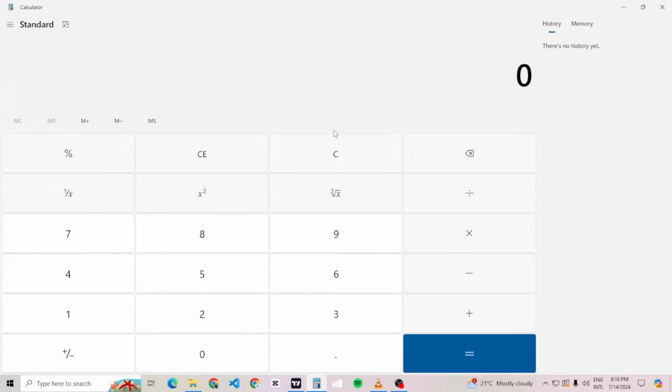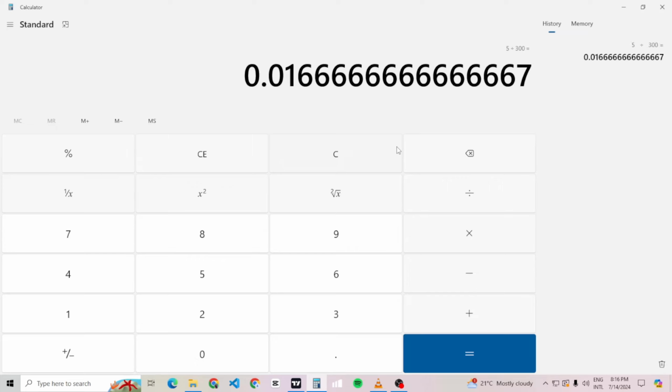Standard calculator. So let's say you have $5 in your account and your stop loss is 30 pips. Your lot size is going to be 5 divided by 30 times 10, which is 300. The lot size is 0.016666. So basically, you can't really get that. You just have to round it down to 0.01.